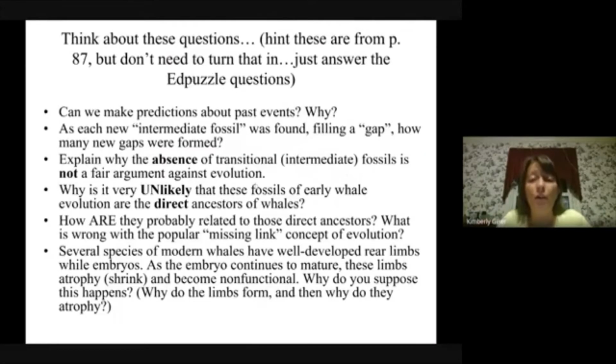All right, so now that we've seen our fossils in our fossil timeline, let's talk about some of these questions. These are the questions from page 87, but you don't need to turn these in. There's going to be some Edpuzzle questions that you'll just answer, and that's what I'll grade. So, can we make predictions about past events?